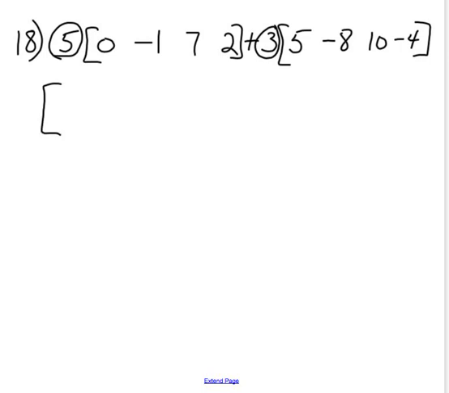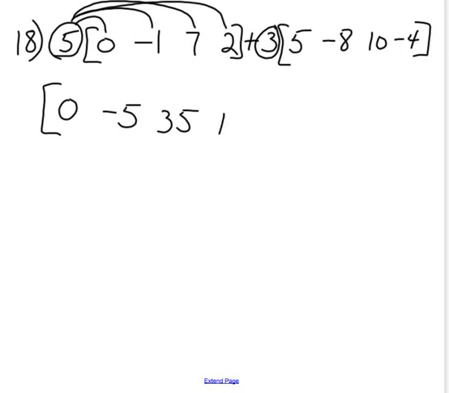So if I multiply every element in the first matrix by 5, 5 times 0, 5 times -1, 5 times 7, and 5 times 2. That is my new first matrix. That will be added to 3 times the second matrix. 3 times every element in that second matrix.